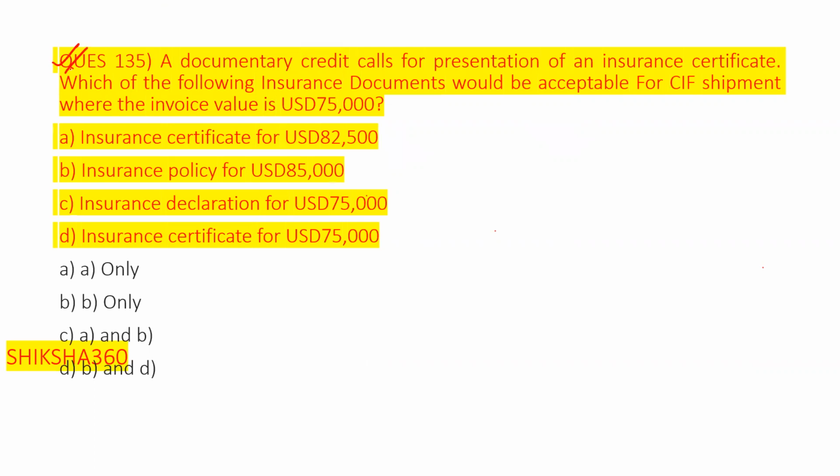Now move to the last question of our today's session. A documentary credit calls for presentation of an insurance certificate. Which of the following insurance documents would be acceptable for a CIF shipment where the invoice value is USD 75,000? So here that is CIF.